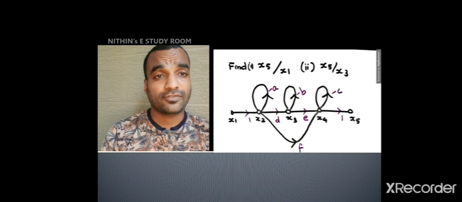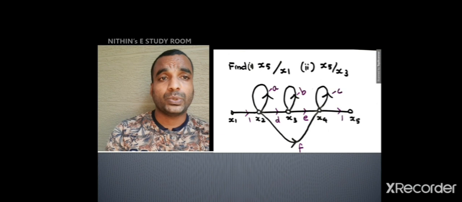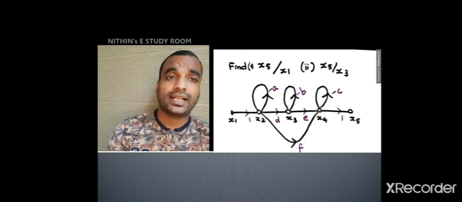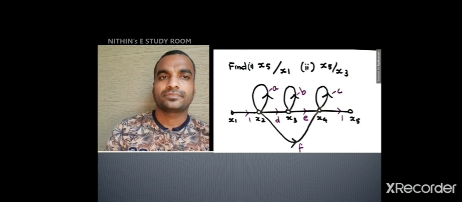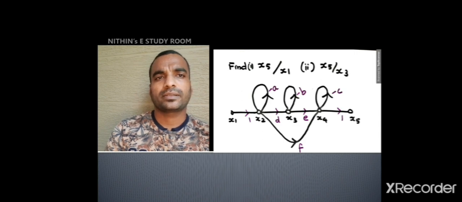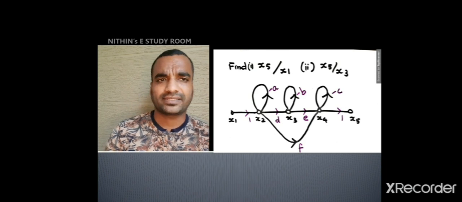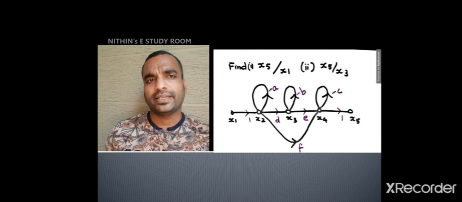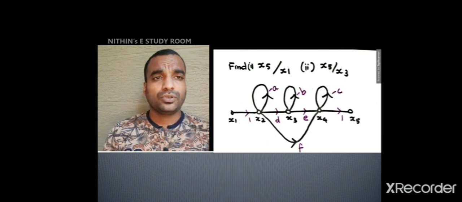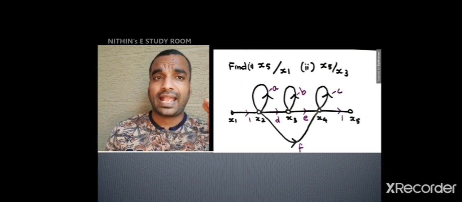So this is a signal flow graph. Here how many nodes are there? X1, X2, X3, X4 and X5. There are actually 5 nodes. Let me leave the question: find x5 by x1 and x5 by x3. 2 questions are asked. Initially I am going to do the first question only, x5 by x1. So you have to find the transfer function x5 by x1.